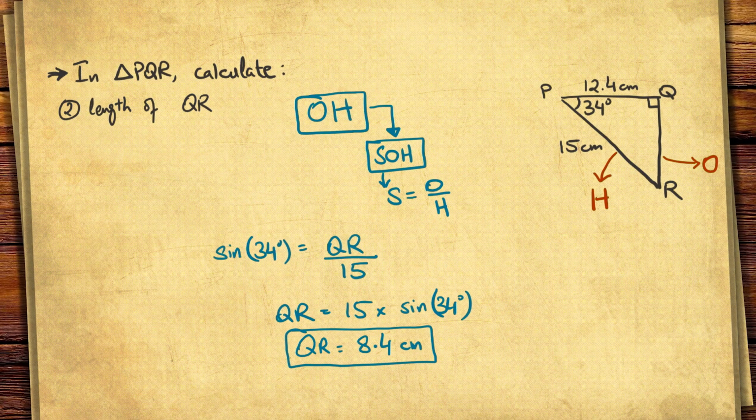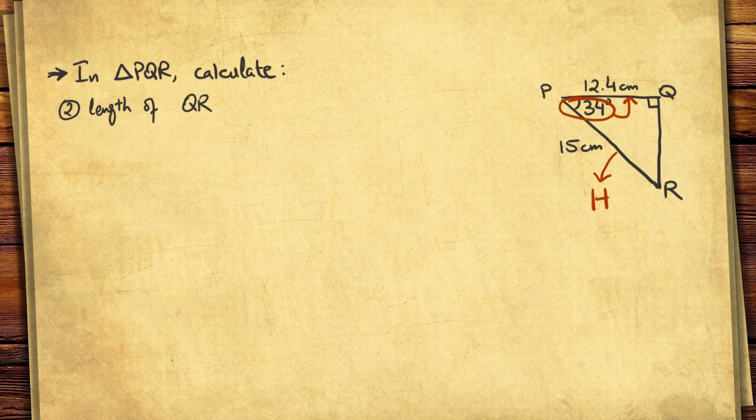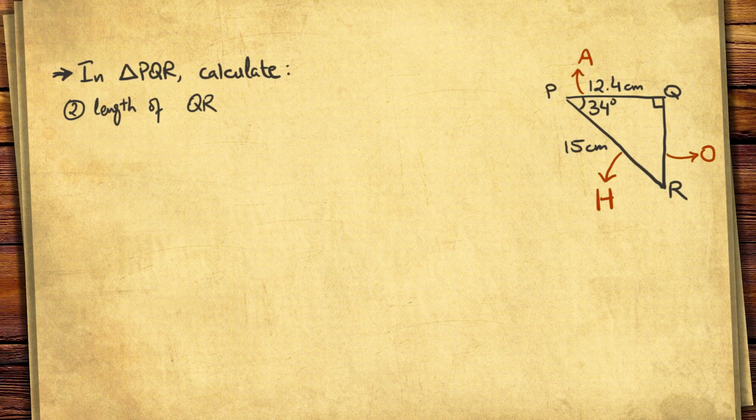8.4 centimeters. Now let's do the same part again using tan. Look at this side PQ, that is adjacent to the 34-degree angle. So we mark it as A for adjacent. And the side QR is opposite to the 34-degree angle, so we mark it as O for opposite. Now we have to calculate the opposite O, and we have the adjacent A. O and A. From SOHCAHTOA we see that O and A come together in tan.